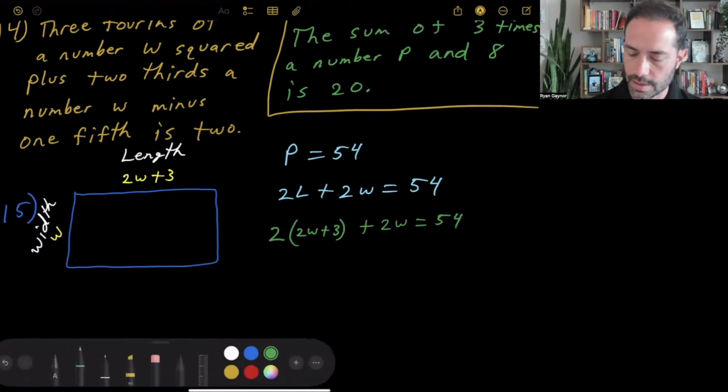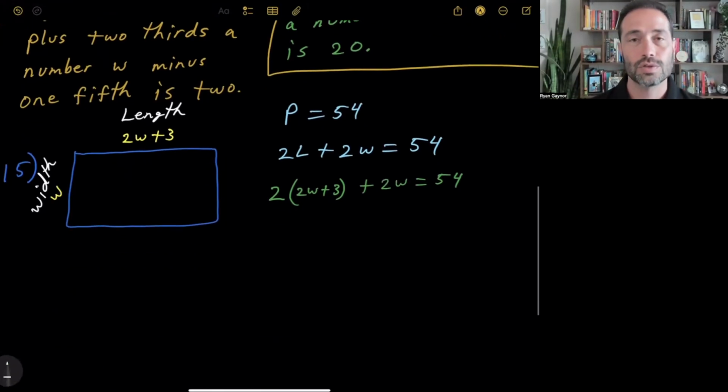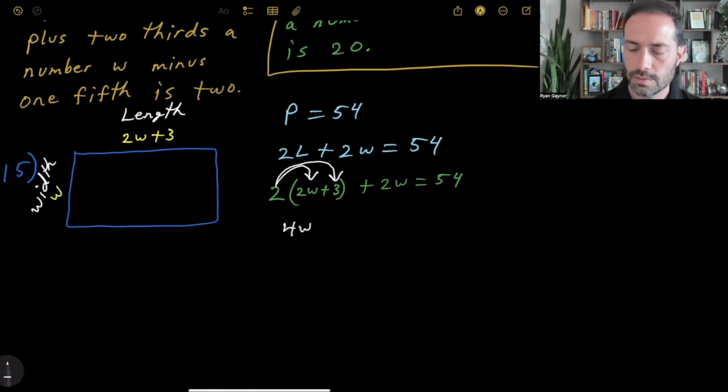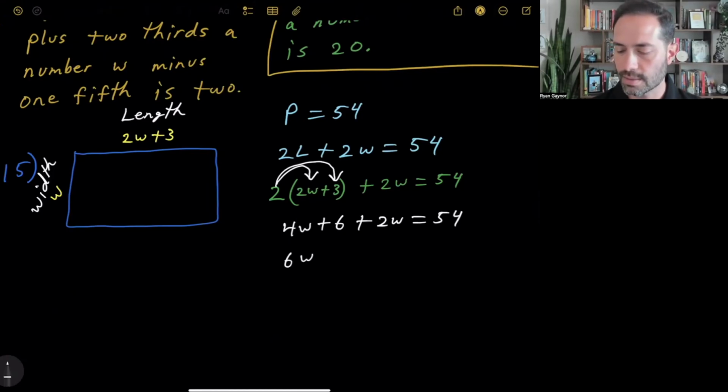Okay, so now I just got to solve. So we have 2 times 2W, right? So we're going to do distributive property. 2 times 2W is 4W. 2 times 3 is 6, plus 2W equals 54. Now we add like terms together. So we have 4W plus 2W, so that's 6W plus 6 equals 54. We can't combine 6W plus 6 because they're not like terms, because one has a W and one just has a number.